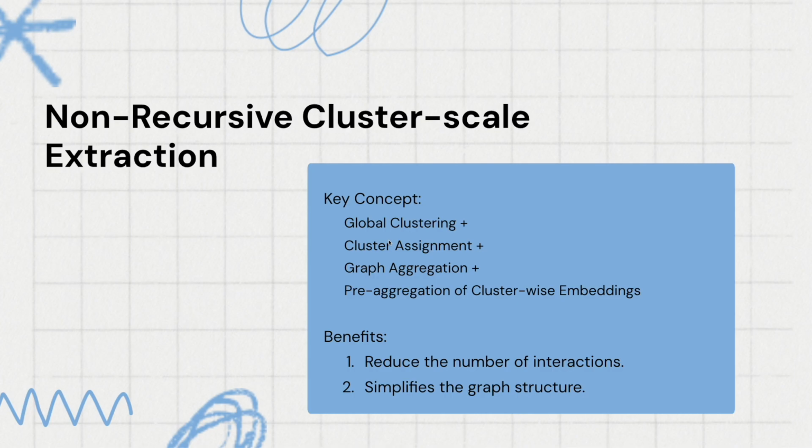So, the benefit of this method is below. First, the clustering and pre-aggregation steps significantly reduce the number of interactions that need to be processed during the prediction phase. And second, it simplifies the graph structure, making it more manageable and less computationally expensive to extract useful features from the graph data.